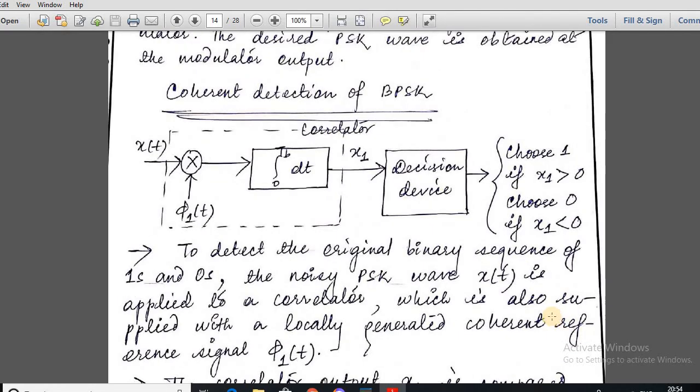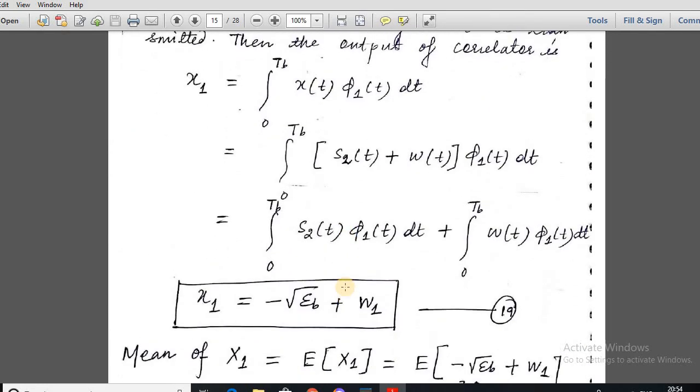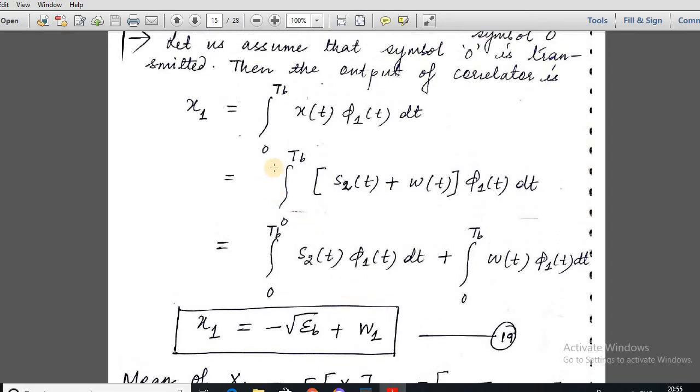The process is the same. The output of the correlator, x1, is obtained by multiplying x of t with phi 1 and then integrating over one bit duration, 0 to Tb. So x1 is equal to the integration from 0 to Tb of x of t into phi 1 of t dt. That is written here.